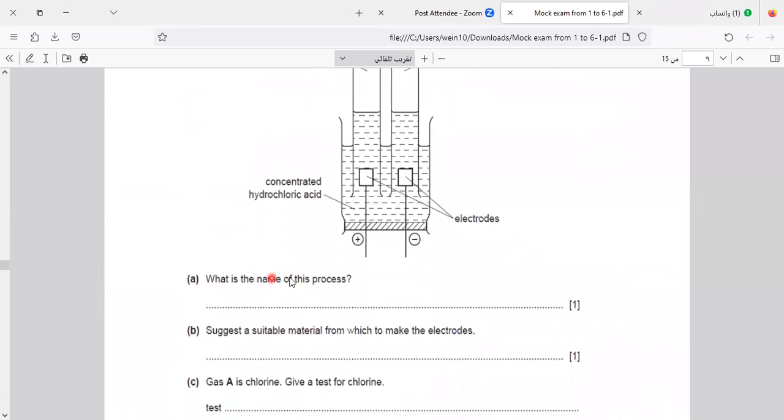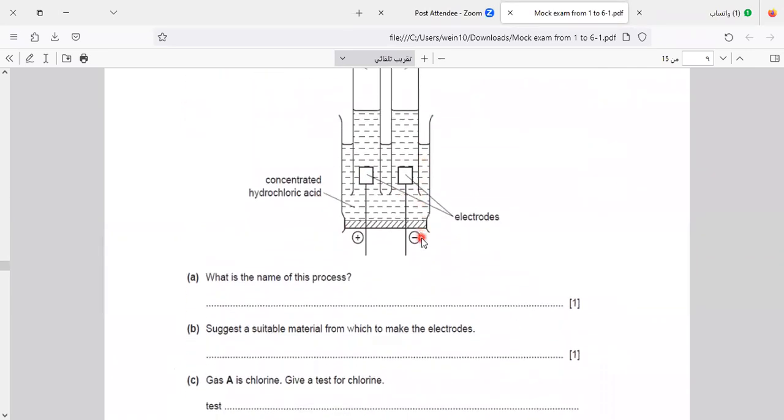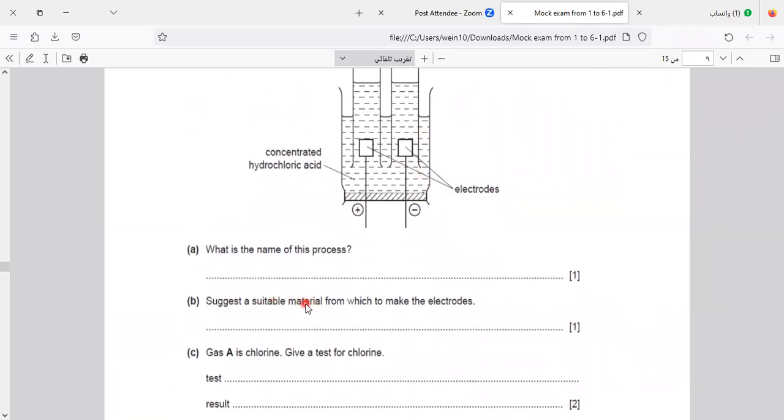Here, what is the name of this process? As you know, this is electrolysis. So just a suitable material. He said material, so you have a choice. Maybe you write graphite. I prefer to write graphite instead of carbon. Graphite or platinum. But if the question was suitable metal, you must write platinum only. If the question was suggest a suitable non-metal, you must write graphite only. But here, he said material. You have a choice. As you like. Graphite, that's okay.